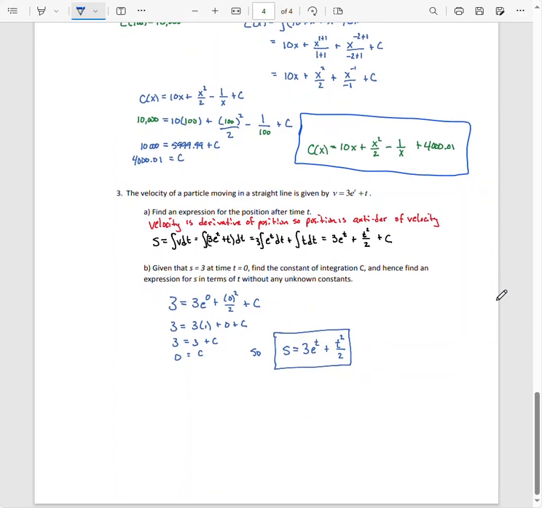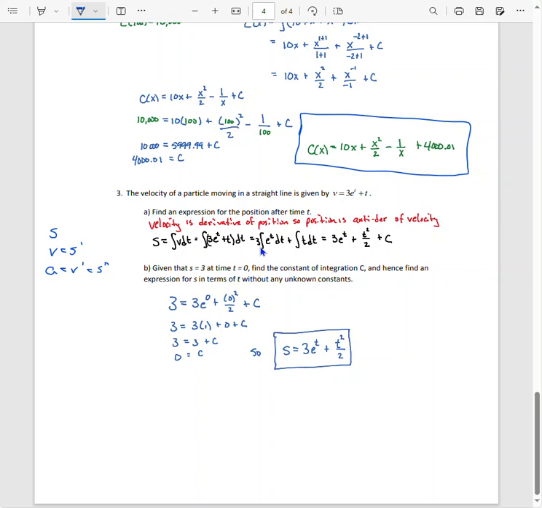All right, last example. The velocity of a particle moving in a straight line is given by v equals 3e to the t plus t. Remember, particle motion, we use time as our input. Find an expression for the position after time t. Remember, we have position, and then we have velocity, and then we have acceleration. So velocity is the derivative of position. Position is the antiderivative of velocity.